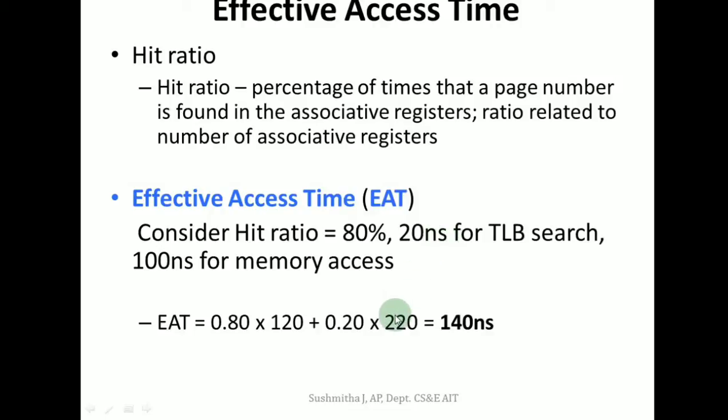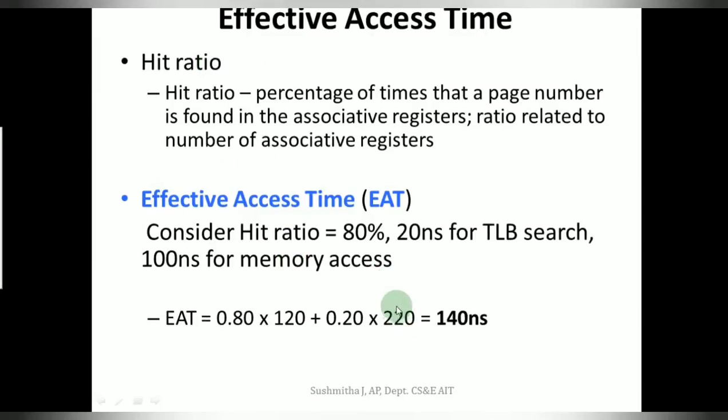Now why, again I repeat, why is this 220? It is first going to search in the TLB, so that 20 nanoseconds is also spent. It is going to make a memory access, that is your page table, and 100 nanoseconds is spent. After that it is going to make an access of the frame in the main memory. So another 100, coming up to a value of 220 nanoseconds, and the EAT, that is your effective access time, comes to 140 nanoseconds.